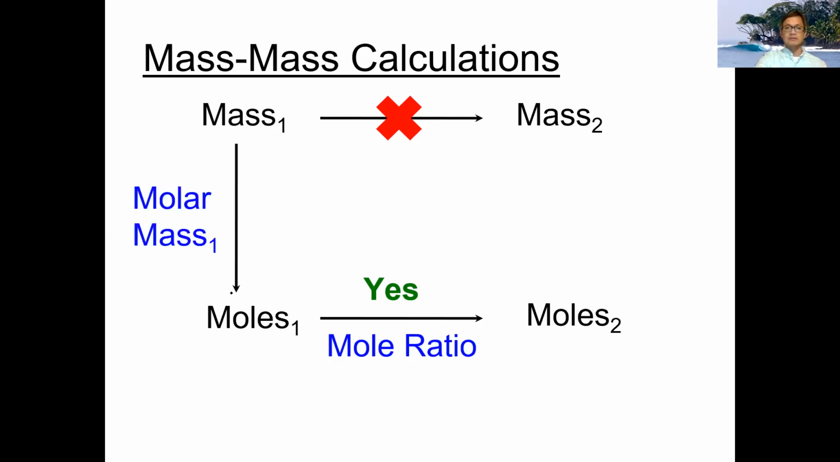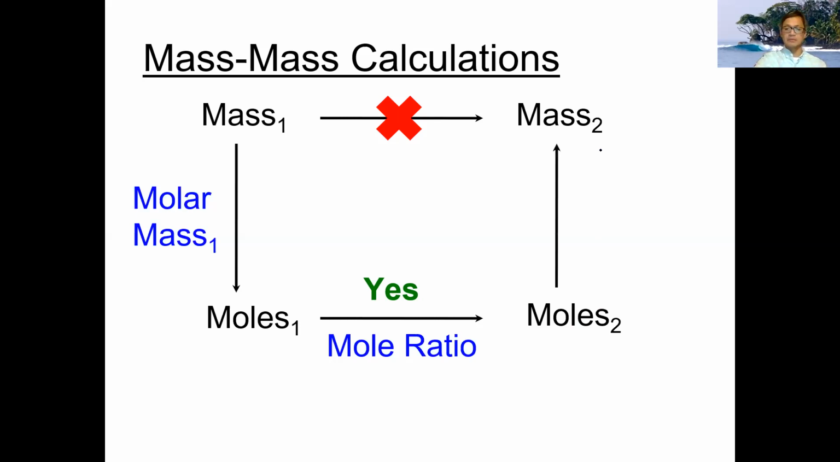We used the molar mass. So here we would divide by the molar mass in order to get to the moles of the compound. Once we are here, we can use the mole ratio to get the moles of the second substance. Now, the issue is we don't want the moles. If the problem is asking you to find the mass, is there a way that we can get from the moles of the second compound to the mass of the second?